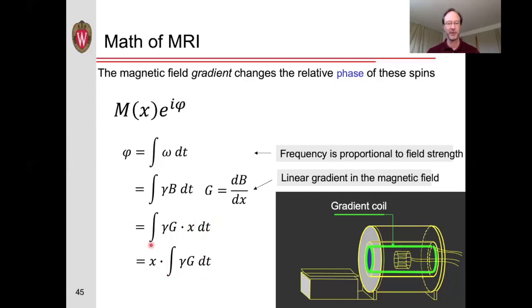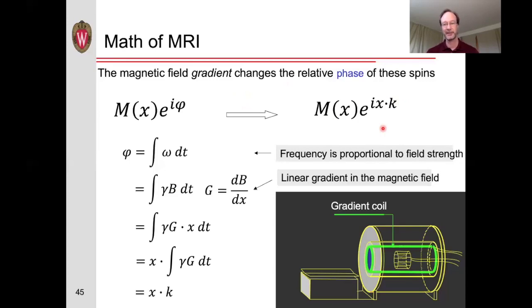Now we can just call this something else. For example, we could call it k. And so this simple equation here, we can just rewrite as M of x times e to the i x dot k. Okay, so that's the effect of these magnetic field gradients.